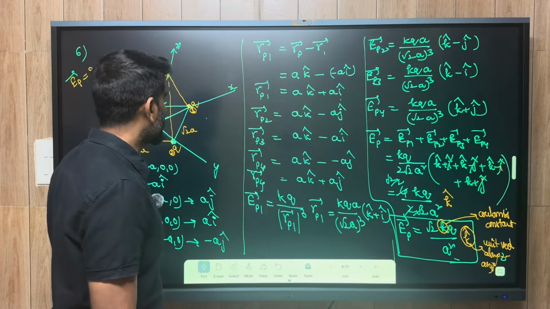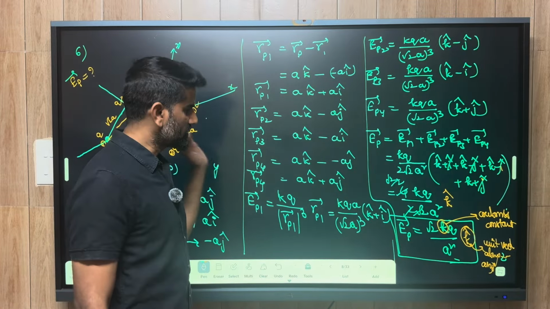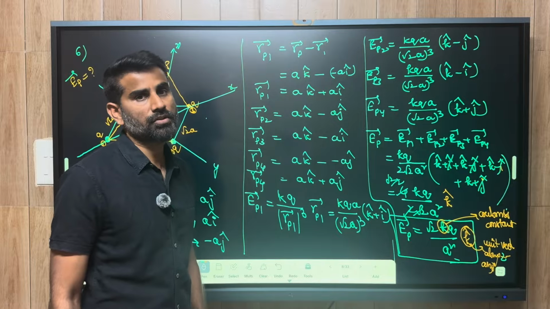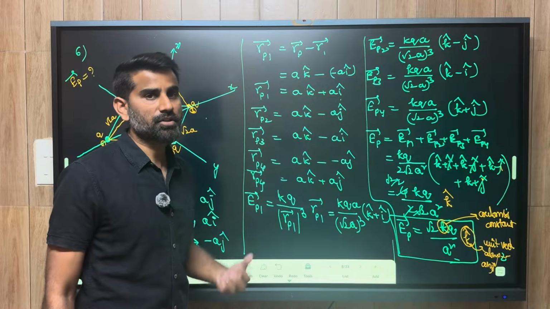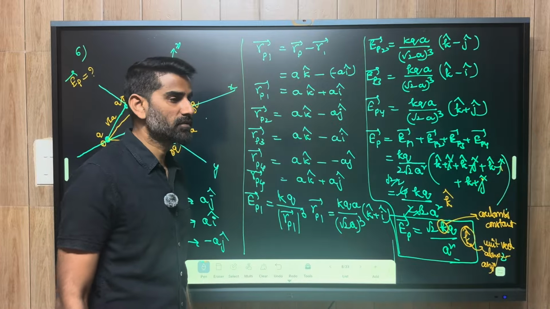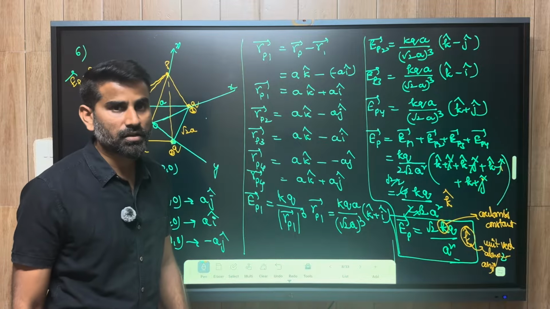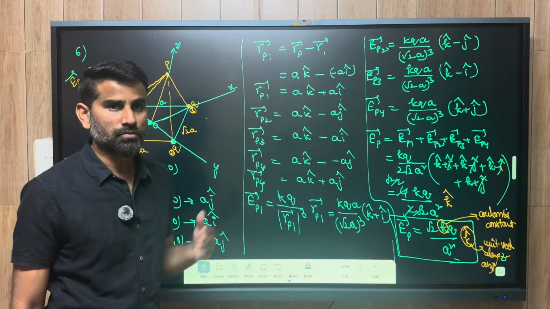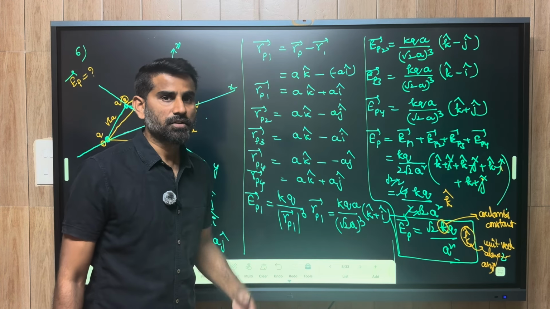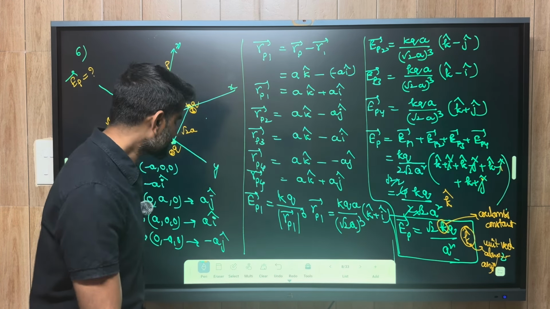I hope this entire analysis is clear to you. The same example we have seen in Coulomb's law also, in the vector representation of Coulomb's law. There we have discussed 2 to 3 examples. If you want to verify those examples also, please check out my channel.